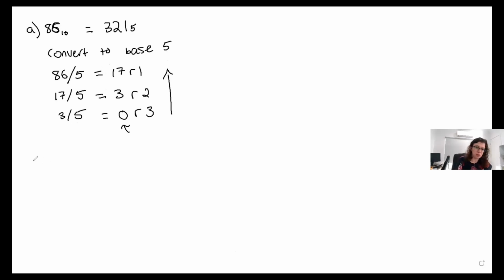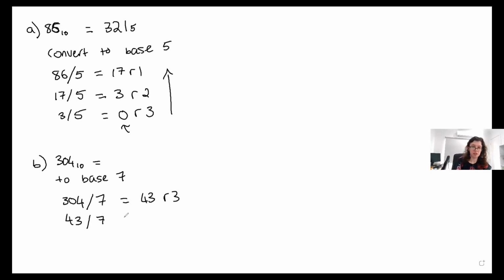Cool, so then the next one was 304. Converting that to base 7. So again, we start off with our original number and we divide it by the base. And that's going to give us 43 remainder 3. 43 divided by 7 is going to give us 6 remainder 1. And then 6 divided by 7 is going to give us 0 remainder 6. 0 there, so that's where we end. Read up, and we get 6, 1, 3 with a base of 7.